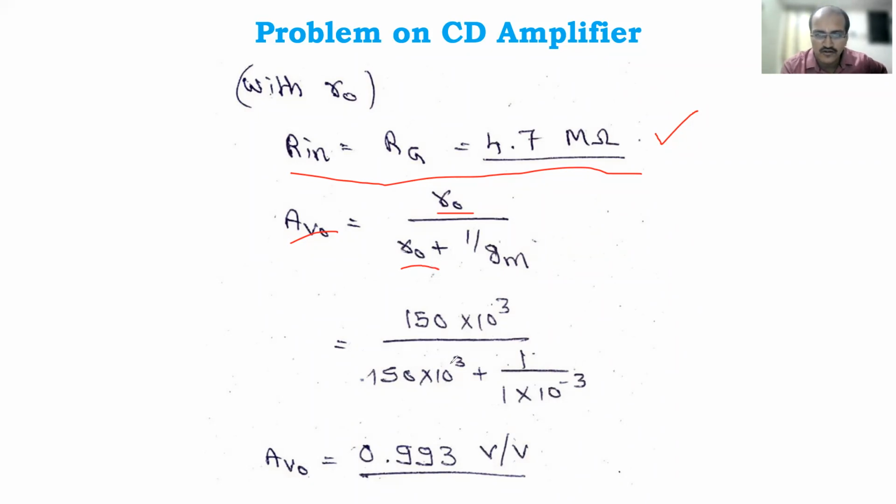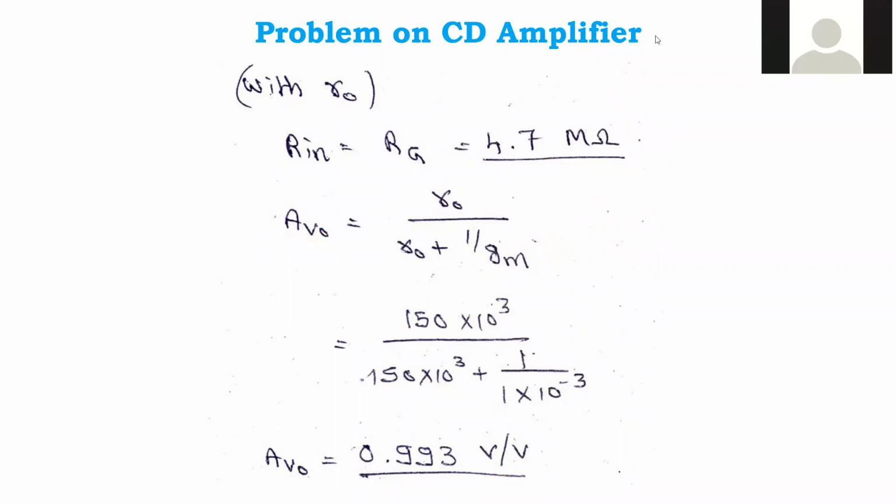Substitute the values of R naught and GM. This is 150 kilo by 151 kilo, because 1 kilo ohm plus 150. The ratio 150 by 151 gives you 0.993 volt per volt. A little bit of increase compared to the previous one. Compared to 1 it is less. Earlier it was 1 without R naught; with R naught it is 0.993. It is a 0.01 difference, approximately equal to 1 itself.